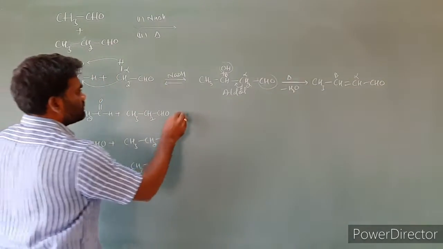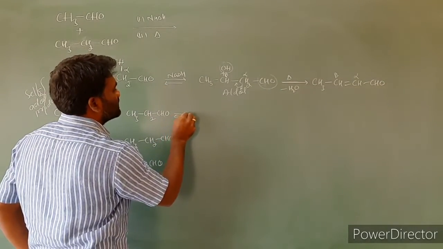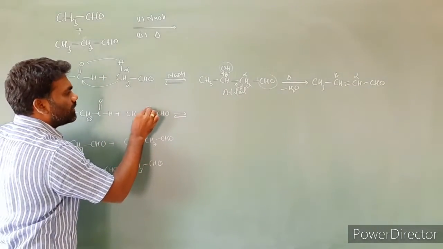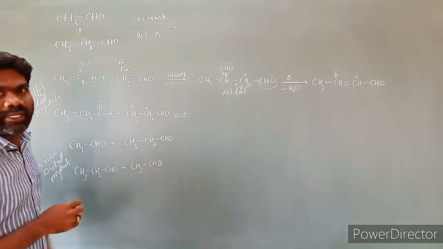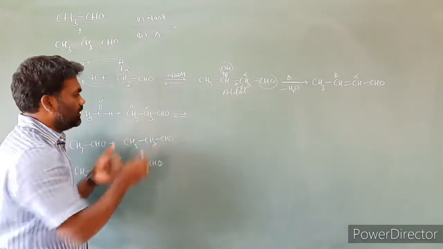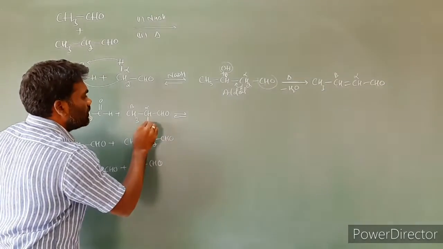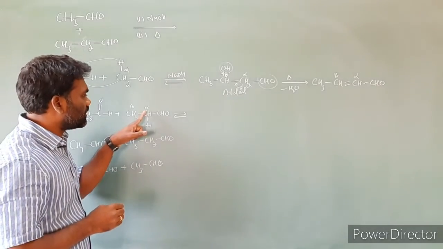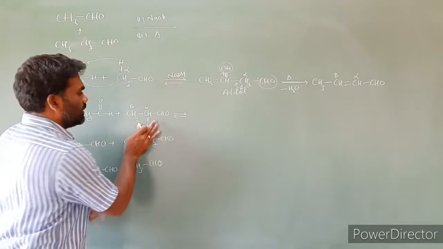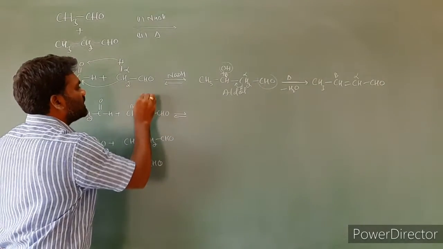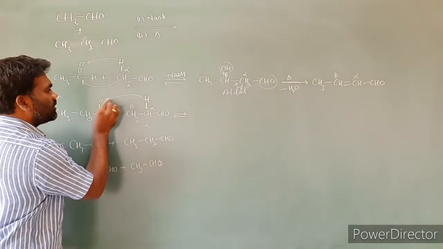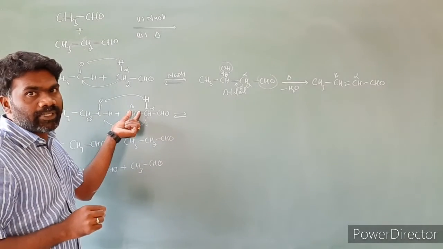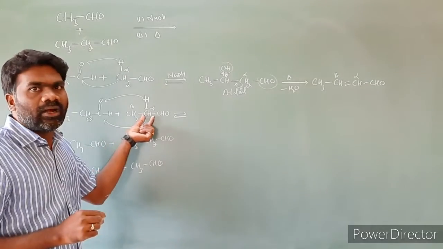Coming to the second one. This one also I am treating with base. CH3, this is the alpha carbon, this is the beta carbon. First we have to take the alpha hydrogen. Don't take the beta hydrogen. We must always take the alpha hydrogen. This is the alpha hydrogen, I am labeling it as H. This one transfers to here. This alpha carbon attaches to this carbon, not the beta carbon. Keep that point in mind: you are taking the alpha carbon.